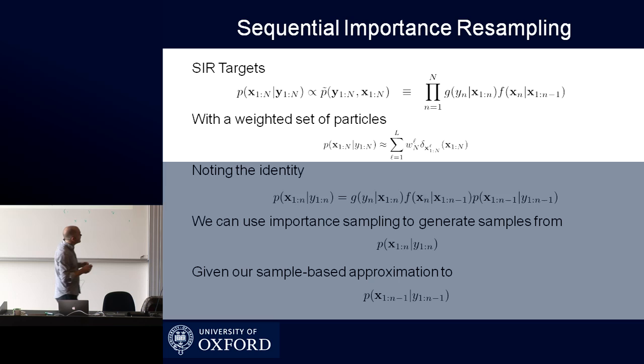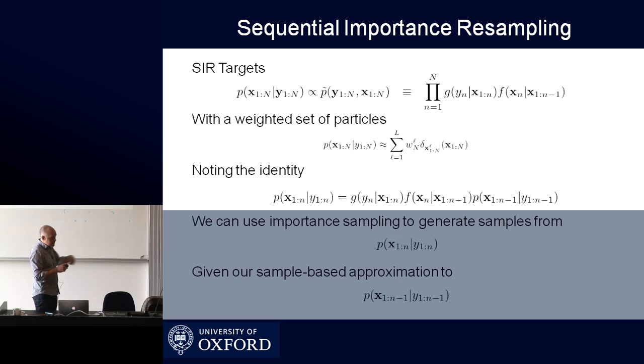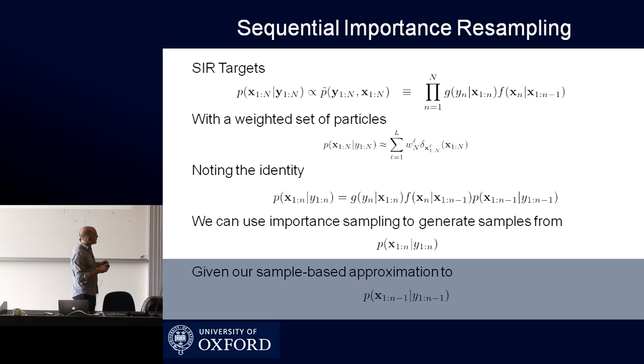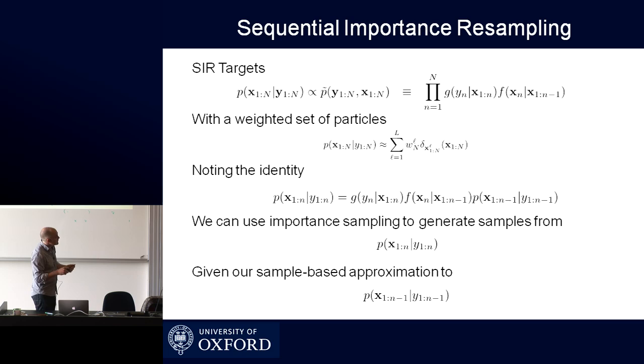And if we note the identity, i.e. this, that the conditional distribution of x1 to n is related to the conditional distribution of x1 to n minus 1, plus just an extra couple of terms, it suggests that we can use importance sampling to sample from this conditional distribution of interest, given the sample-based approximation to this.